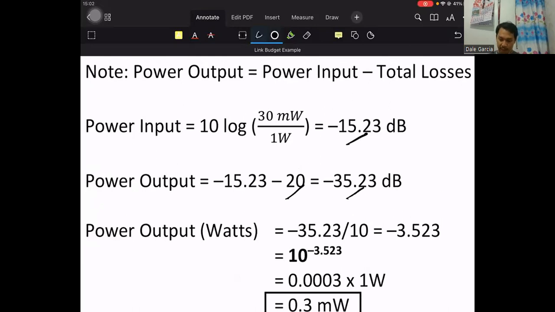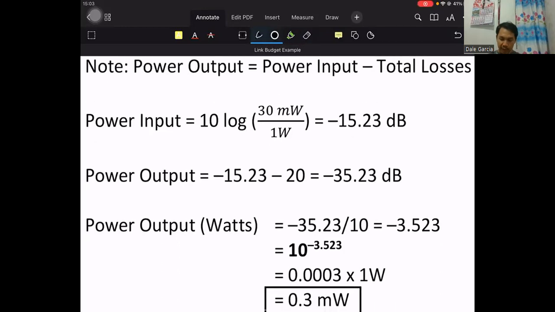The 15.23 was obtained by converting 30 milliwatts to dB, not dBm yet, but dB. So negative 15.23 dB minus 20 is negative 35.23 dB. That is the power our receiver receives, negative 35.23 dB.